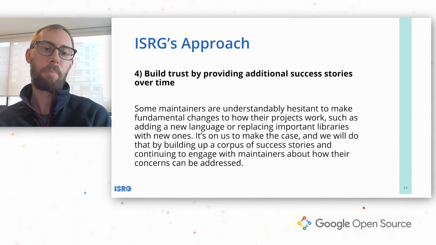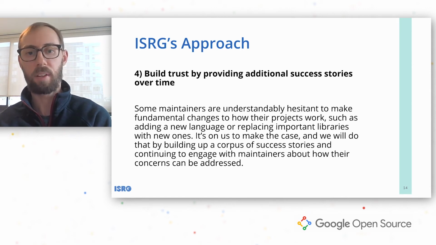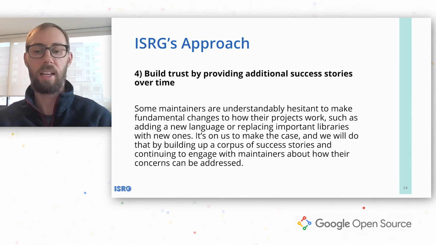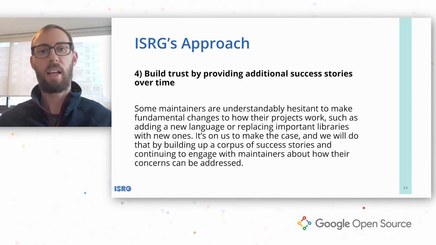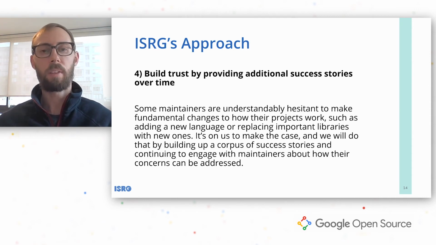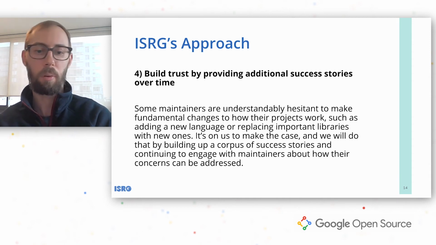Over time, we want to build trust with maintainers by building up a series of success stories. When I talk to maintainers, it's totally understandable to me that they have a lot of questions and concerns about what it means to start moving to memory-safe code. And part of convincing them that they can and should do this is showing them a series of success stories and saying, here's a previous maintainer that had similar concerns to you. Here's how we talked through them. Here's the solutions we came up with. And hopefully this makes other people feel more comfortable with moving forward.